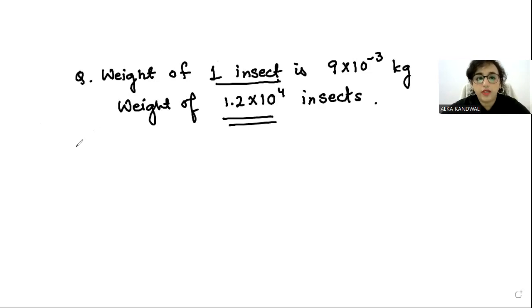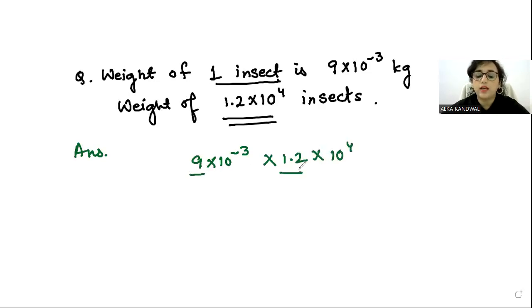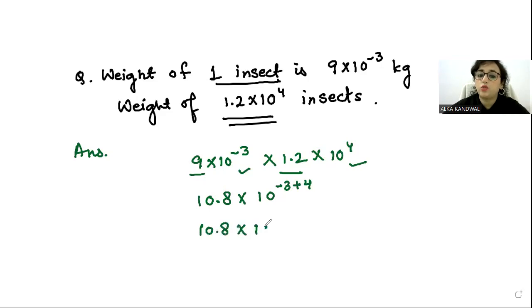So what will we do? Total weight will be equal to 9 into 10 to the power of minus 3 multiplied by 1.2 into 10 to the power of 4. So this and this will multiply, 1.2 into 9 will be 10.8, into this multiplied by this. Meaning the base is the same, so we can add the exponent: 10 to the power of minus 3 plus 4. The base is the same, so we added the exponent. So 10.8 into 10 to the power of minus 3 plus 4, meaning just 1. So 10.8 into 10 will become 108 kg. So that is the answer.